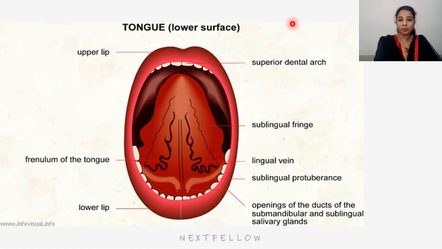We can see how the tongue is attached to the floor of the oral cavity, which is the floor of the mouth. This is called the root of the tongue, and the root of the tongue attached to the floor of the mouth extends from the symphysis menti up till the hyoid bone. So the tongue attaches to the symphysis menti, and up till the hyoid bone it is attached.